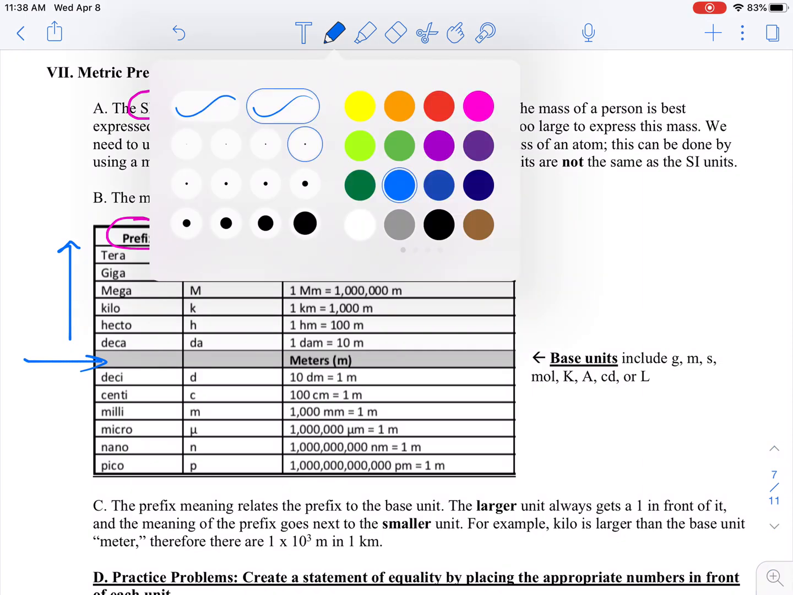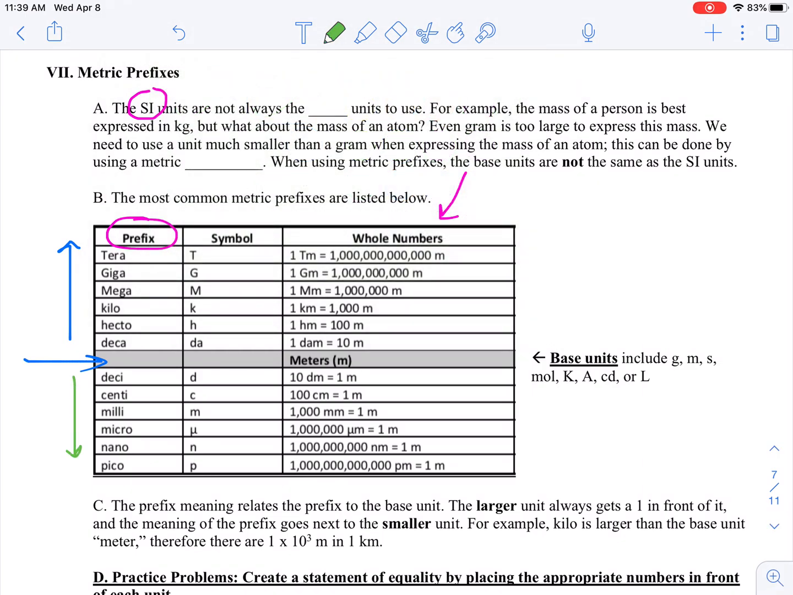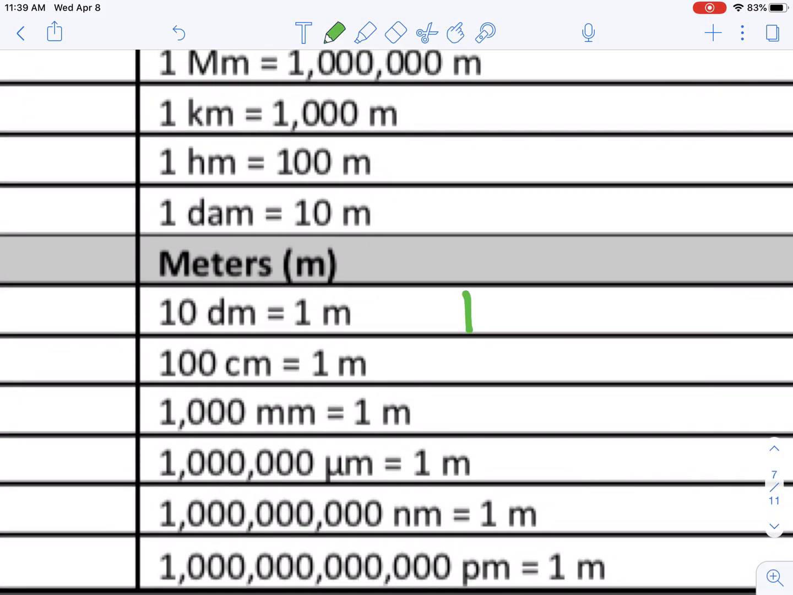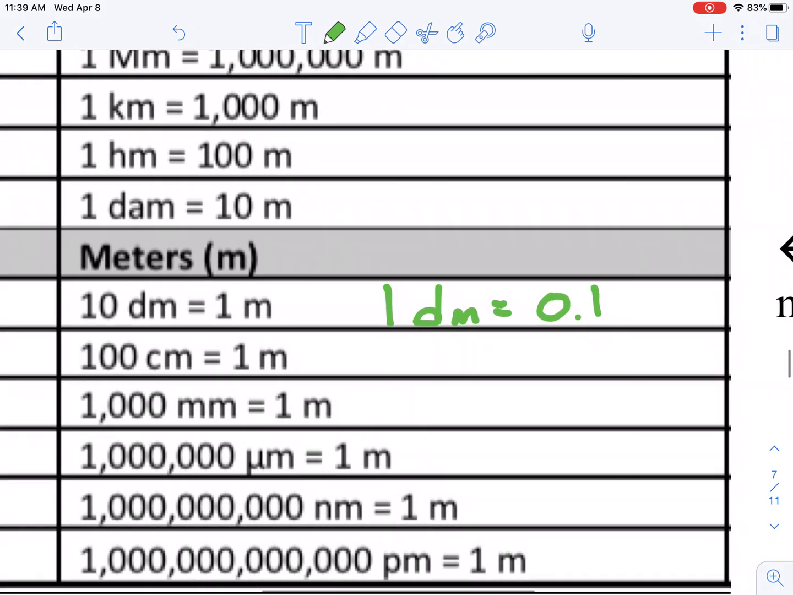As we go down from that midpoint, down here we have less than a meter. So a decimeter is 1/10 of a meter. A centimeter is 1/100th of a meter. A millimeter is 1/1000th of a meter. But you'll notice there are two ways to write that, right? So if we zoom in right here, we could say that 10 decimeters is 1 meter. Or we could say that 1 decimeter is 0.1 or 1/10 of a meter. And similarly, 1 centimeter is 0.01 meters. And 1 millimeter is 0.001 meters, right?